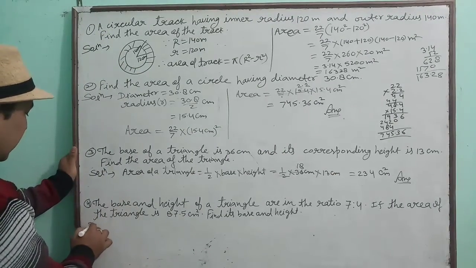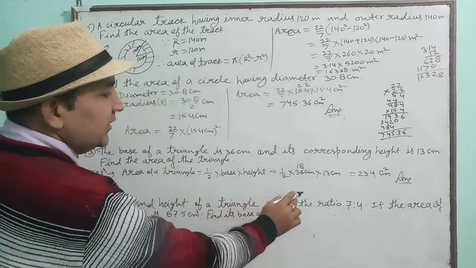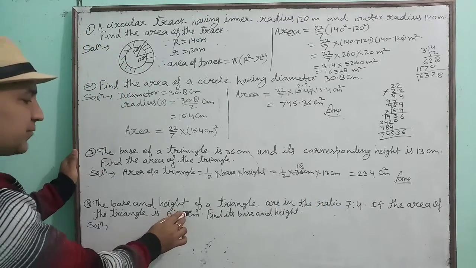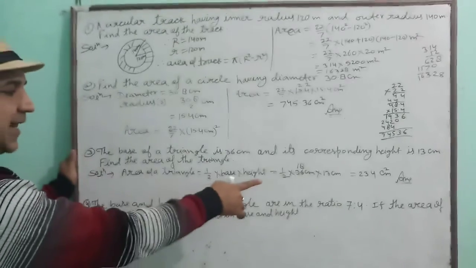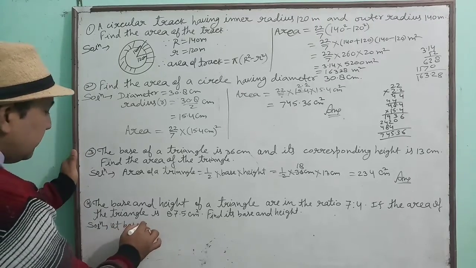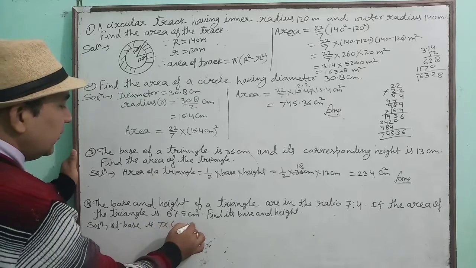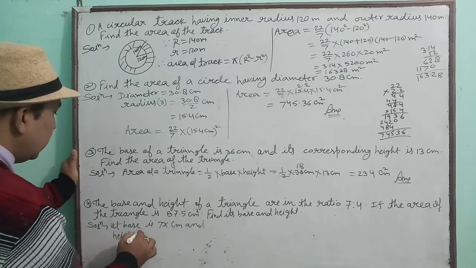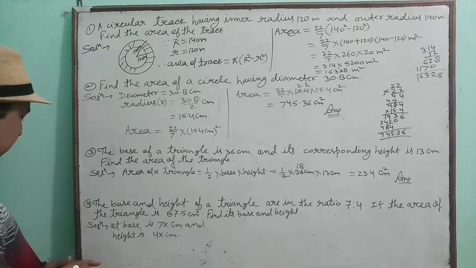Okay. Now see the question number 4. The base and height of a triangle are in the ratio 7:4. If the area of the triangle is 87.5 centimeter square, find its base and height. Children, here base and height ratio is 7:4. So suppose that base is 7x centimeter and height is 4x centimeter. Yes children, this is the technique.